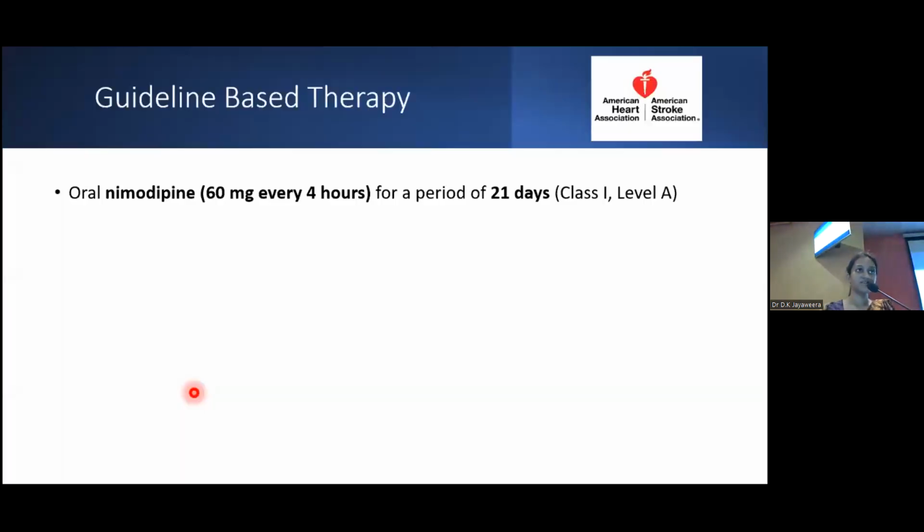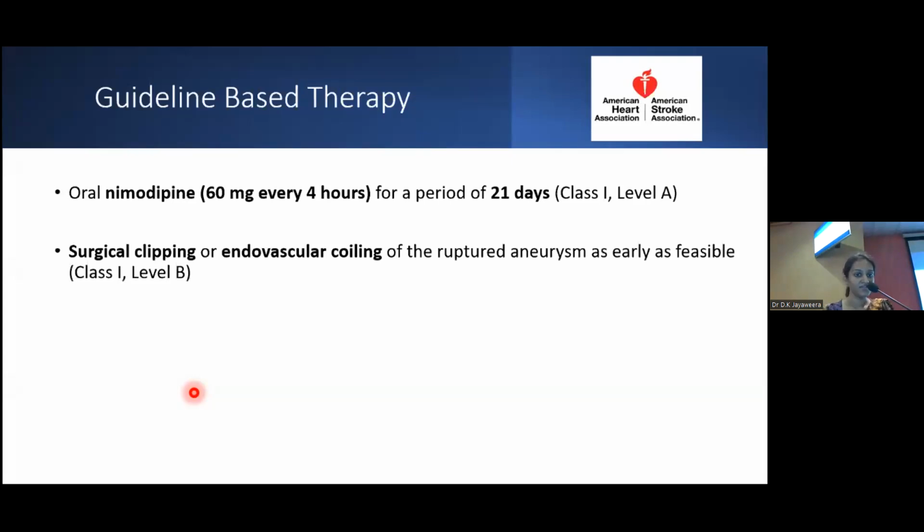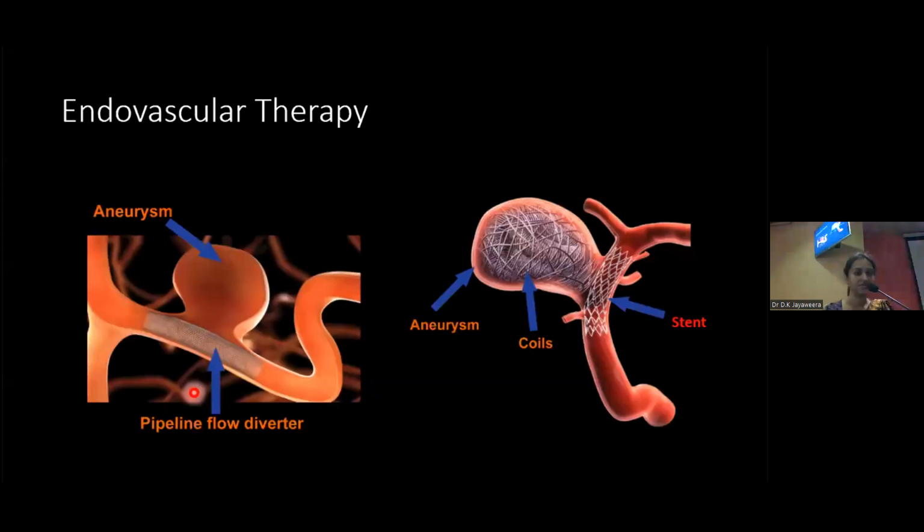So there are guidelines for this. This is the AHA guidelines. These are the class 1 recommendations: oral nimodipine for 21 days and securing the aneurysm as early as feasible. The options are surgical clipping or endovascular therapy. Over surgical clipping, endovascular therapy is now preferred in our cases if possible. The methods they use would be insertion of flow diverters or aneurysm coiling with or without stenting.